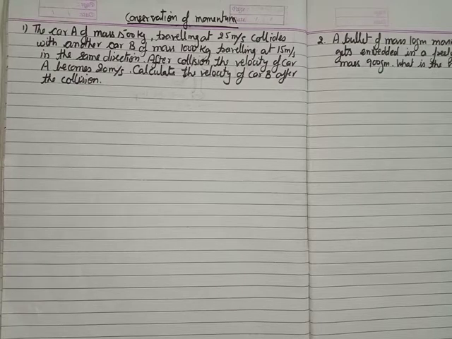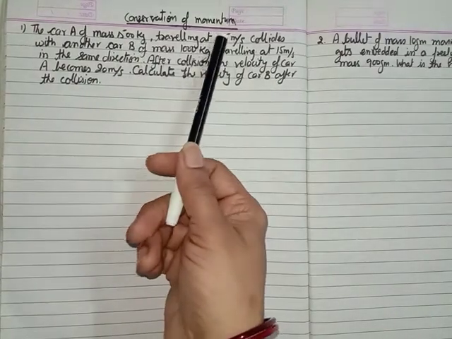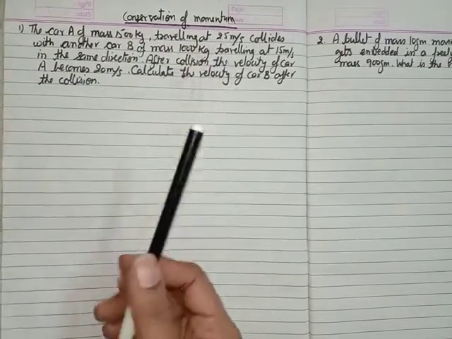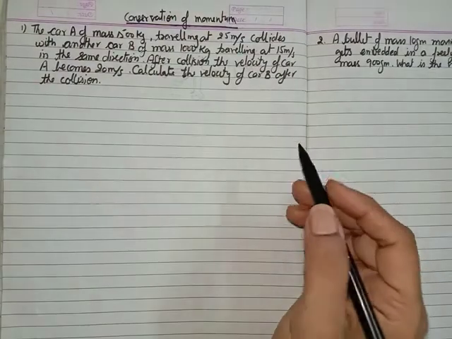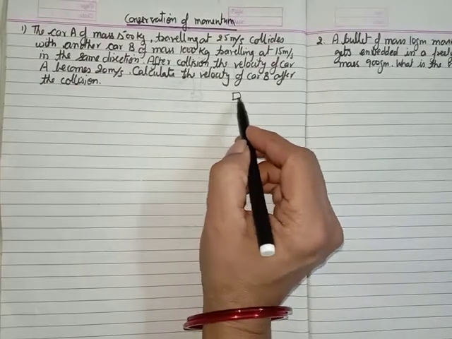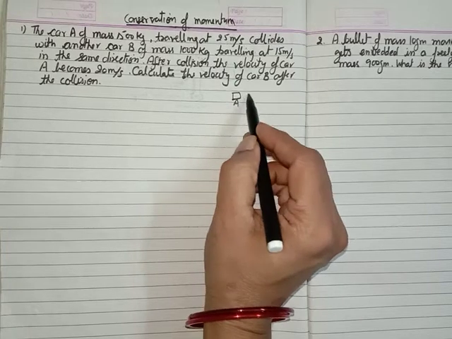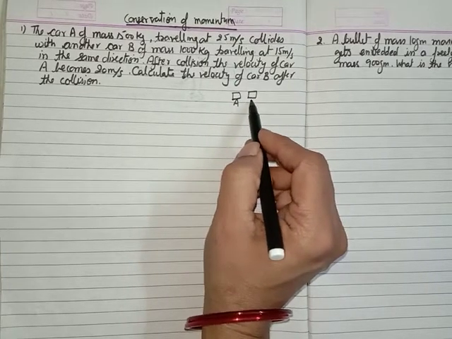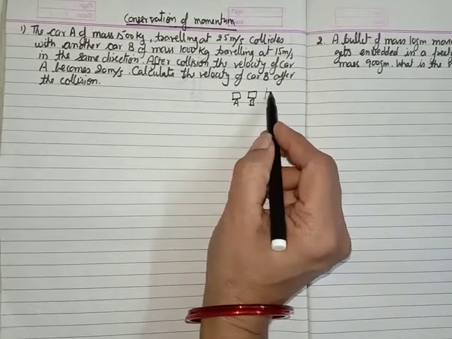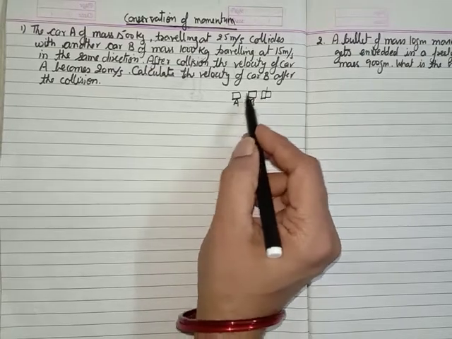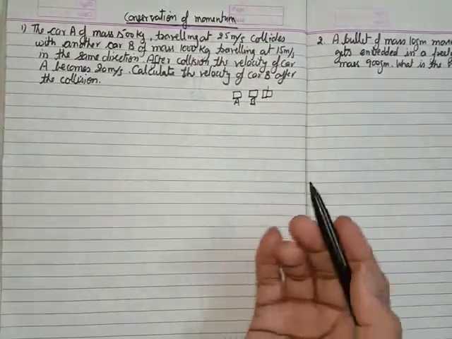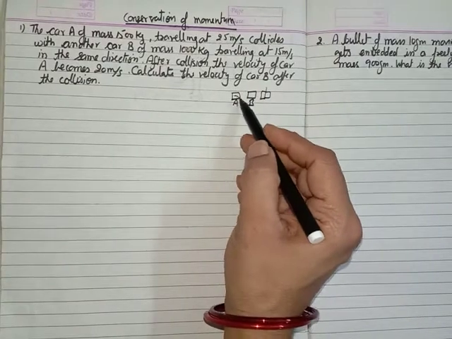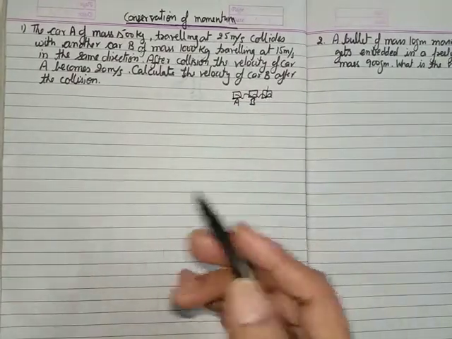We have studied the conservation of momentum. According to the conservation of momentum, if two bodies interact with each other, meaning they collide, the momentum before the collision is always equal to the momentum after the collision. This is called the conservation of momentum. Now these are some numericals based on the conservation of momentum.